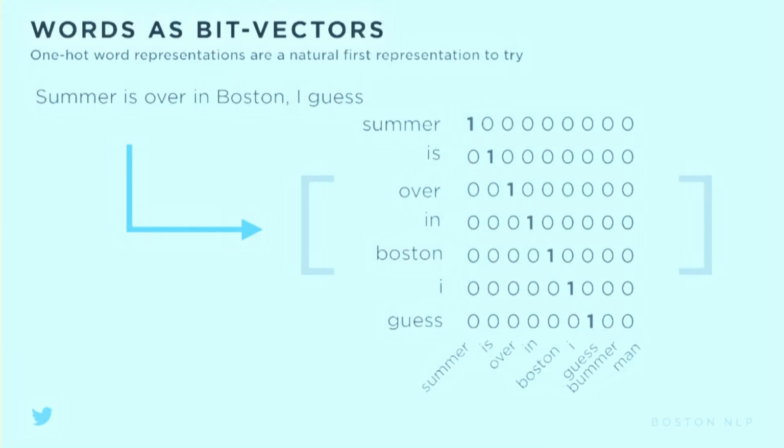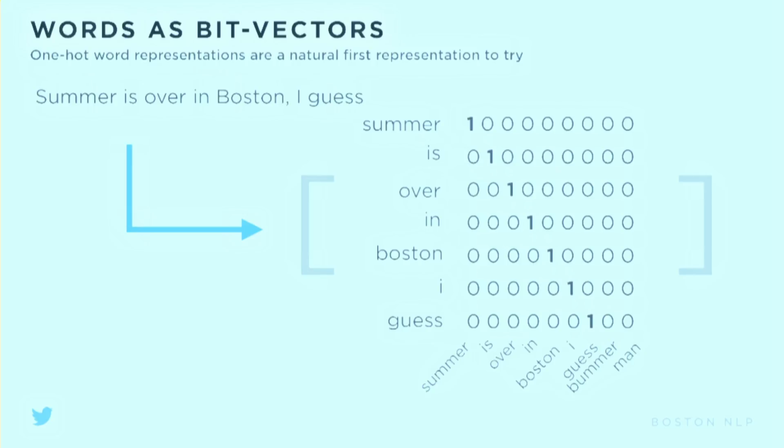So how do we actually construct those numbers? A first-pass naive way that one might do that is what's called a one-hot encoding. This is a starting place for a lot of machine learning on text. The idea generally is I'm going to take this sentence, "summer is over in Boston, I guess," and I'm going to normalize it. So you see things are lowercase, there's no punctuation: summer is over in Boston, I guess. And then what you see is each word is now represented by a list of numbers called a vector.